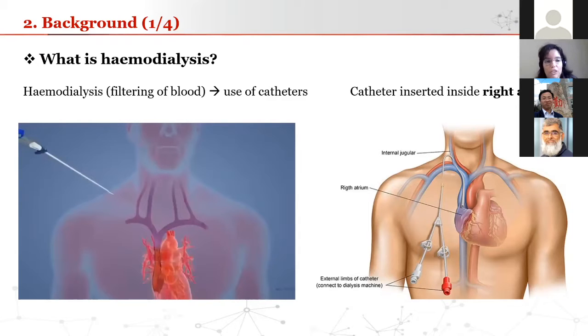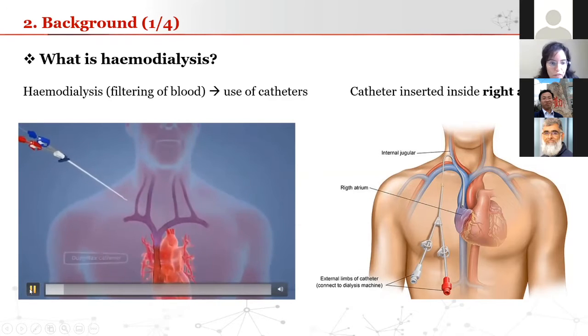So in this process, we use a specific biomedical device called catheters. And for this presentation, I'll focus on a specific type of catheter, which is a central venous catheter. I'll explain to you using this video how a catheter is inserted. So we start by inserting it through a vein on the neck.